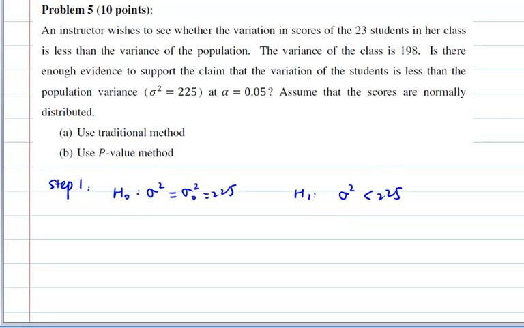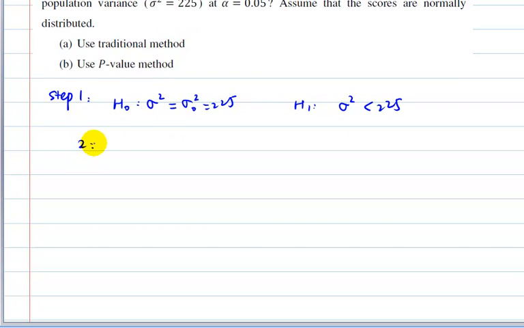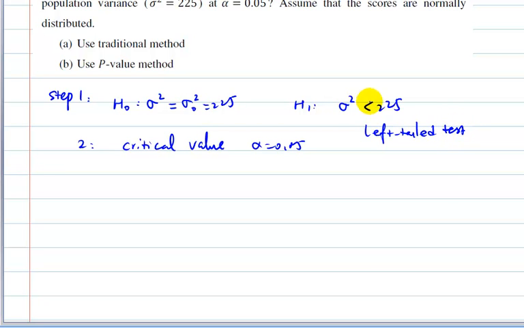The traditional method is very simple. Step number 2 is to calculate the critical value, based on alpha, which is 0.05. When you look at this, it means that this is a left tail test, because of the less than sign, and you're trying to find the critical value for a chi square distribution.